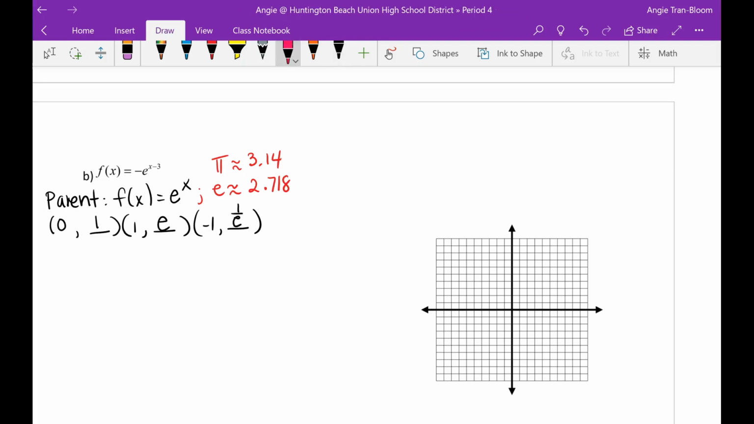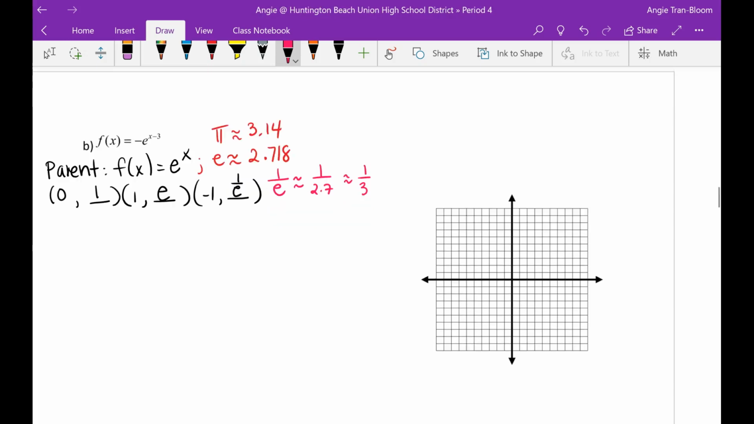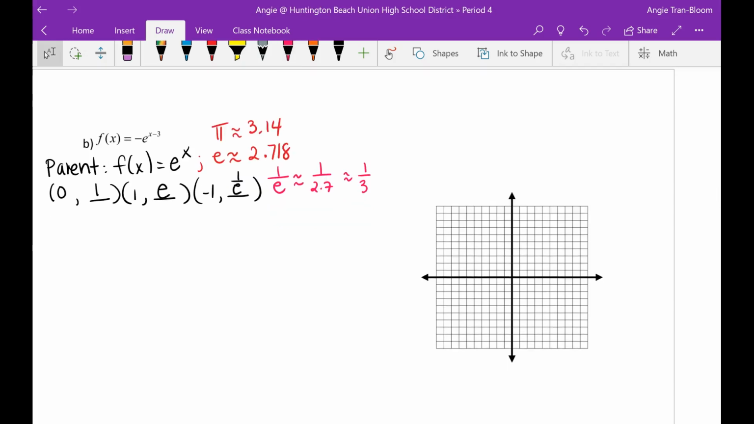What does it really mean to have 1 over e? 1 over e is about 1 over 2.7-ish, which, if I need to make an estimation, is about 1/3. So really think about it that way. Obviously, it's not exactly 1/3, but if I just need an estimate so I can plot, then you can think of it as a 1/3 distance, okay?